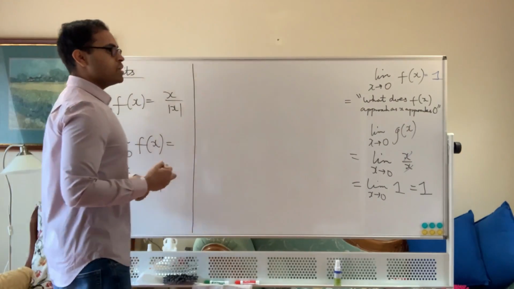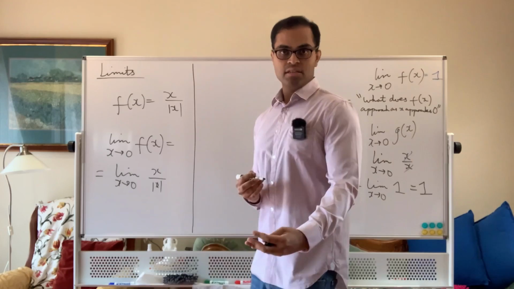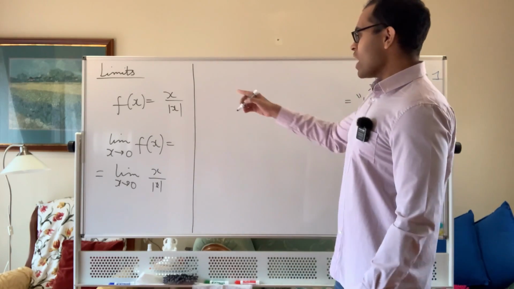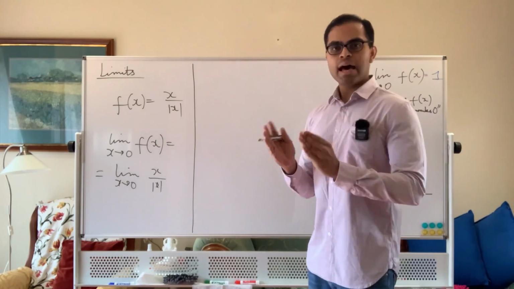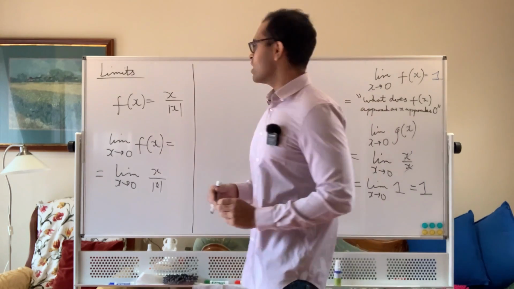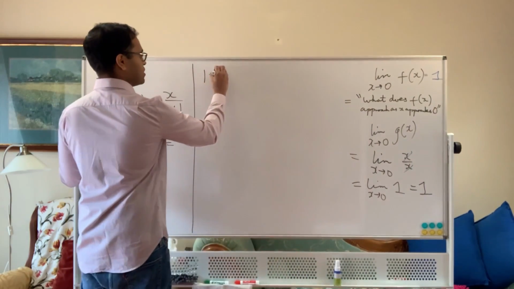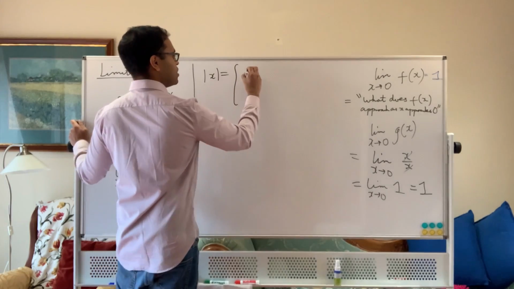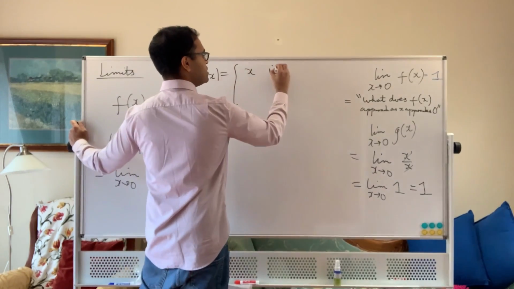If we think about it, it depends on whether x is positive or negative, right? So whenever you see the absolute value, try to split it up into cases, okay? When x is positive, we have some answer. When x is negative, we have some answer. So the absolute value of x is going to equal x if x is at least 0.